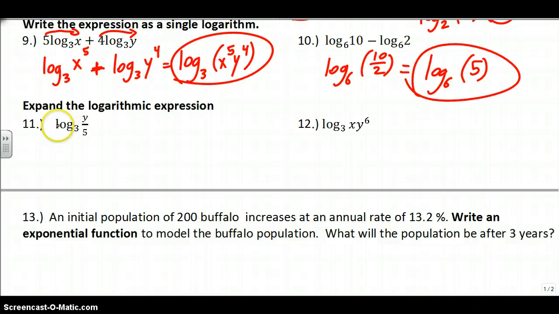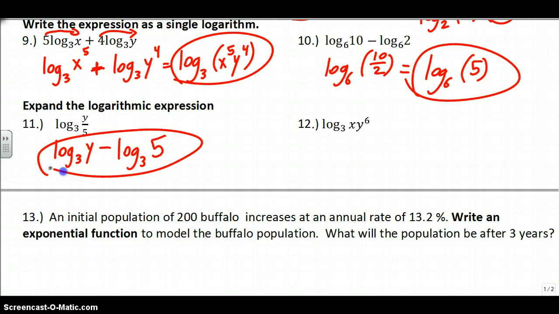Okay? 11 and 12 have us going backwards. This time we combine them and we want to split them apart. So let's deal with the division first. That'll be log base 3 of y. Since it's division, it looks like a minus sign, so that'll be log base 3 of 5. And you notice there's no powers to deal with in either the y or the 5, so that's all you have to do.